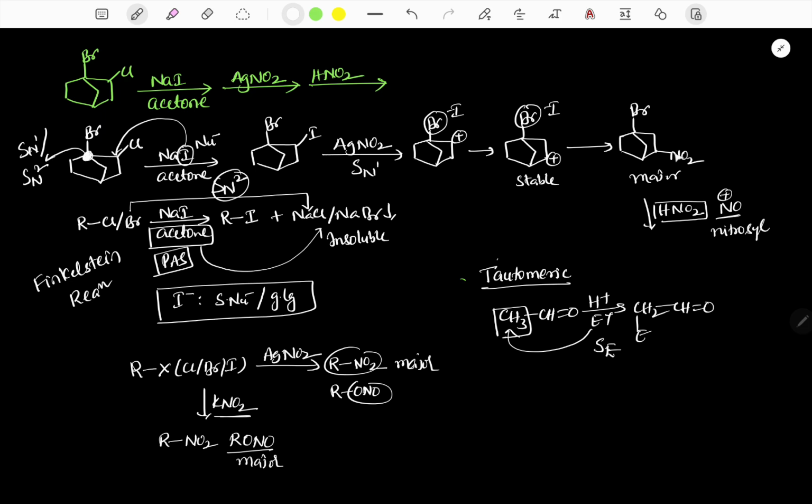Similarly, in this case also, this proton is tautomeric proton and we are adding electrophile NO plus. Therefore, immediately here the corresponding proton is replaced with electrophile NO. Corresponding electrophile NO plus attacks at the tautomeric proton. So this reaction is electrophilic substitution in tautomeric compounds.